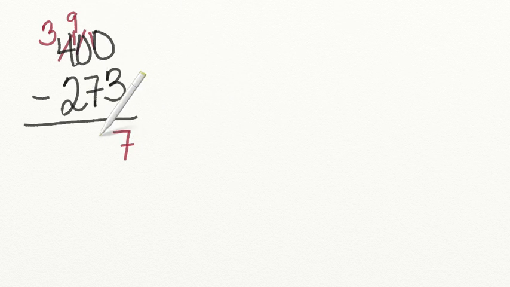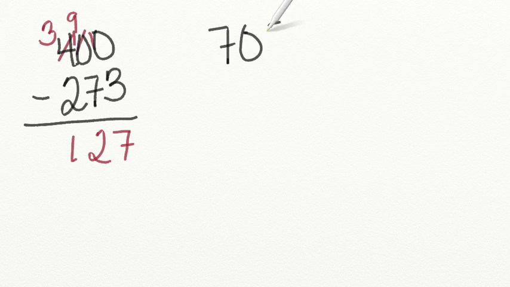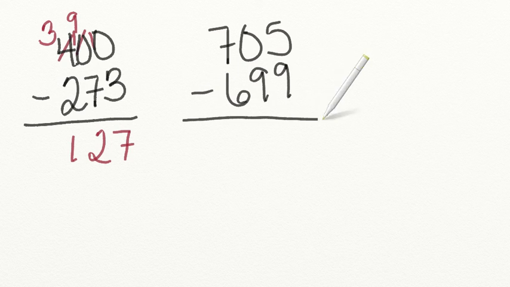9 minus 7 equals 2. And 3 minus 2 equals 1. Great job! Let's go ahead and try another one. I want you to subtract 705 minus 699. All right, let's go through these steps together.